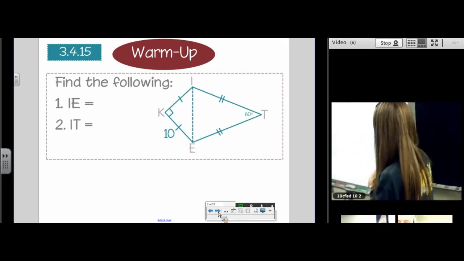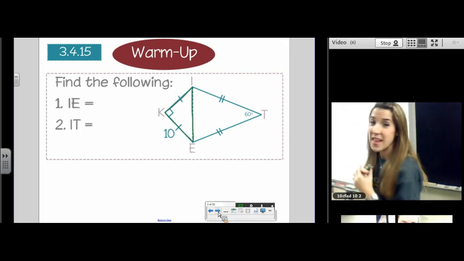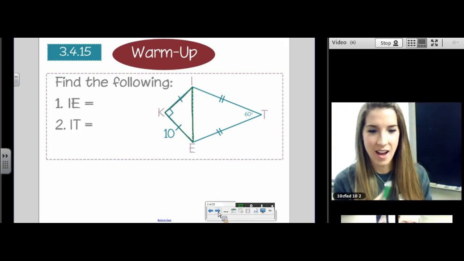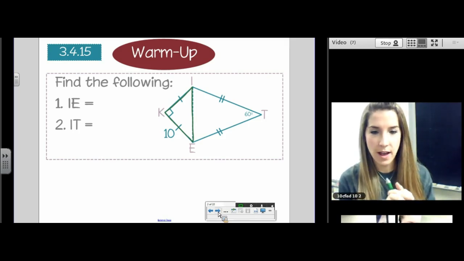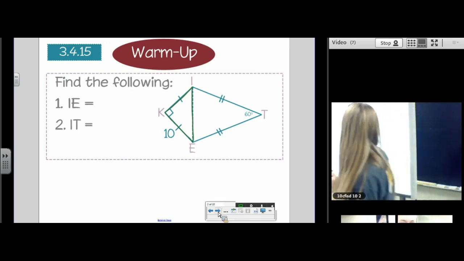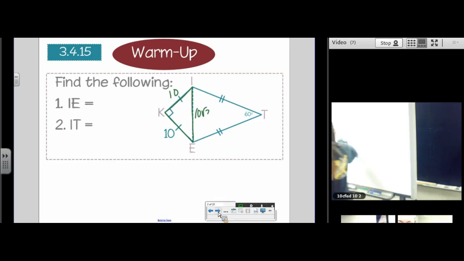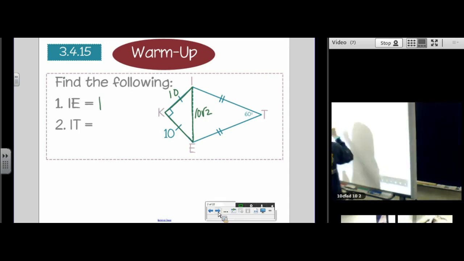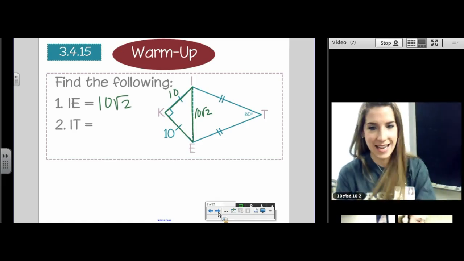When we look at this, we're trying to find IE first, and we have a triangle right here that is both right and isosceles. It is isosceles, and we know that we have a shortcut when triangles are isosceles. So it's 10, 10, 10 root 2. So IE is 10 root 2. And then it asks for IT.